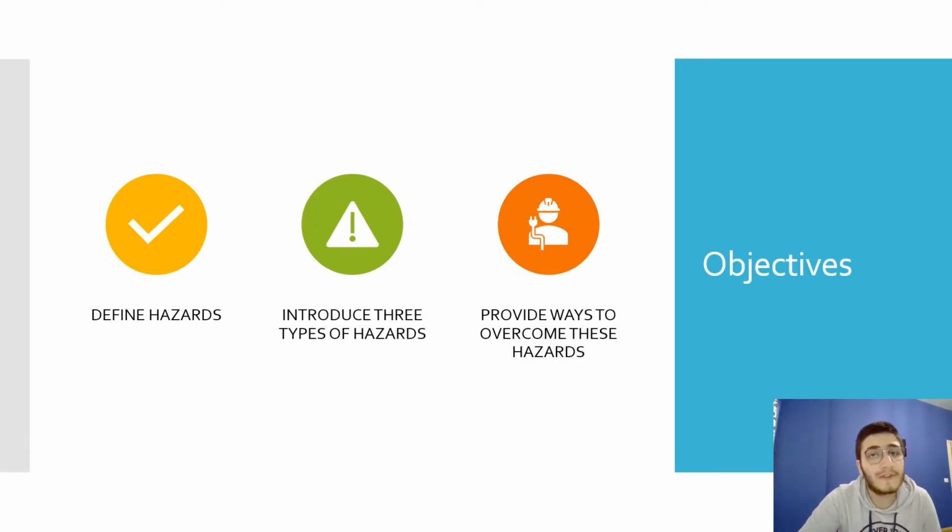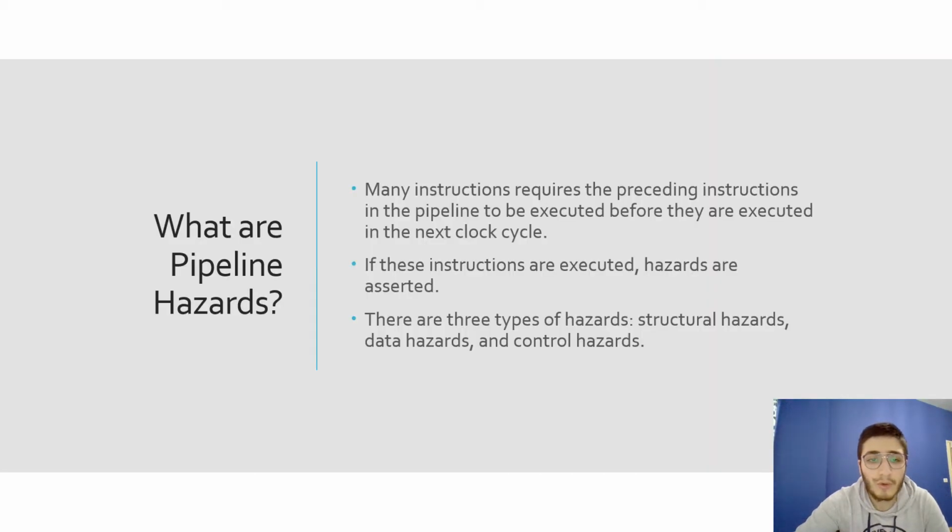The objectives of this PowerPoint are as follows. First, we will define hazards. Then we will introduce three types of hazards. And last, we will tackle ways to design a MIPS pipeline correctly to be able to overcome these hazards.